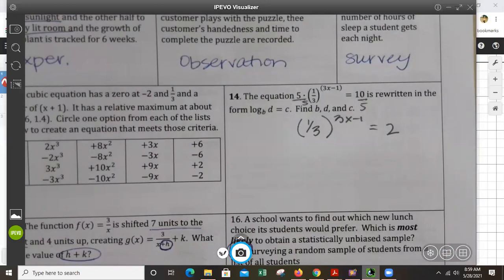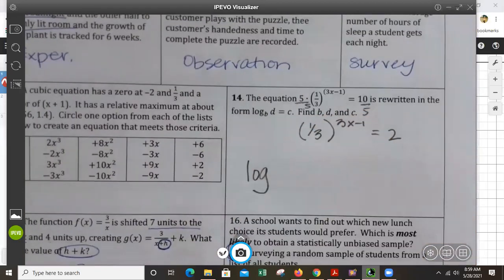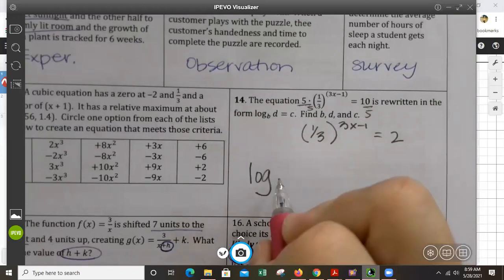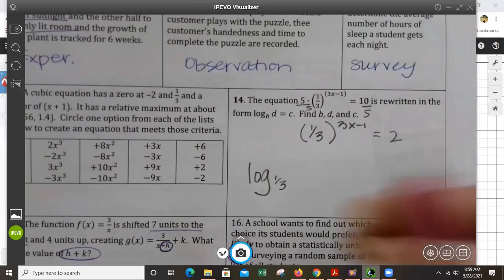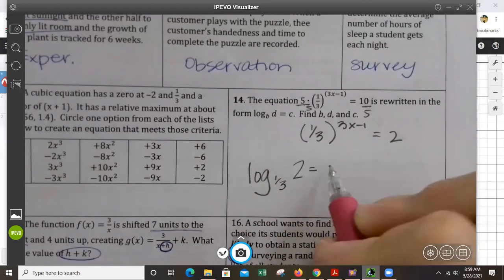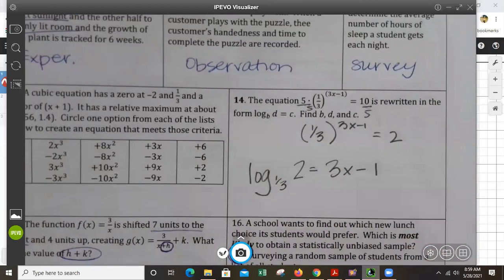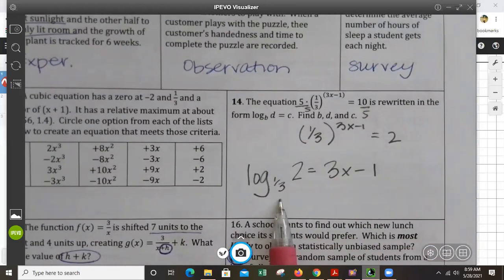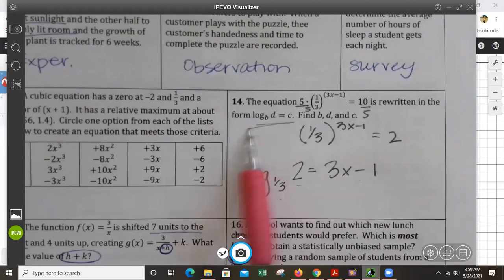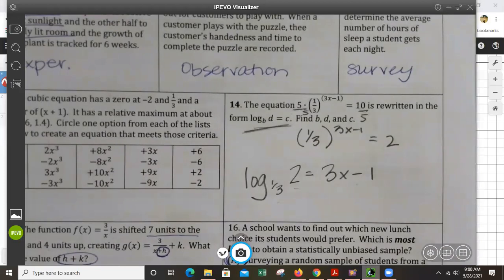To get it in log form, you use those magic words, left, right, middle, but we need to write the word log first. What's your leftmost number? 1/3. What's your rightmost number? And what's your middle? It says find B, D, and C. 1/3 is B, 2 is D, and C is 3x minus 1. And I'm getting that from right there. Nothing hard about that.